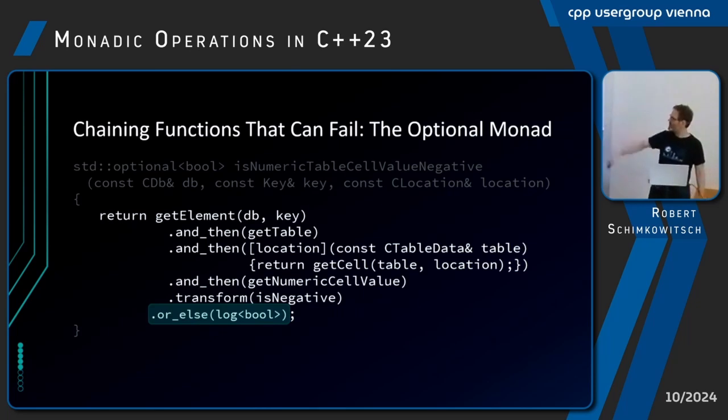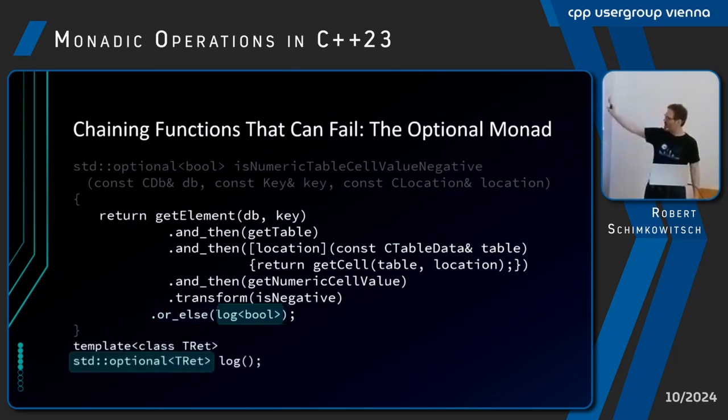Now, why is this a template function? The log function now should return the same type as before, so we can just pass through without changing anything. And for that, it needs to know the return type that we want. That's just a little trick to make it generally usable. If you know exactly what you want to do there and you know the type, you can just write a non-template function as well.